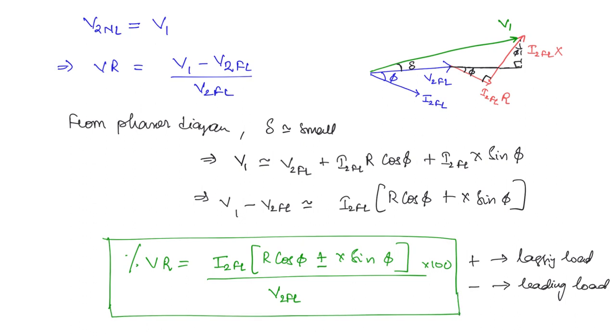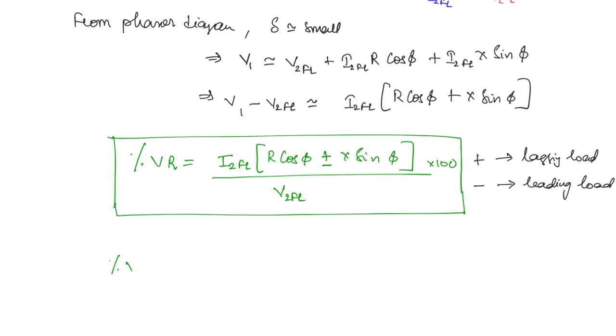Now another thing that you can see here is this V2FL, this I2FL if you are bringing to the denominator. In the denominator you will have the full load voltage divided by the full load current, right? Usually we take the full load or the rated values as the base values. So in the denominator you are going to have a base impedance. Okay. So percentage voltage regulation, once again you can write as R divided by the base value of impedance into cos phi plus or minus X by the base value of impedance into sine phi. This is into 100. Okay.